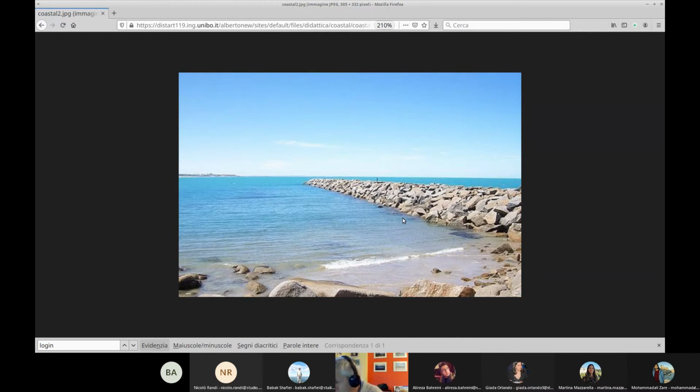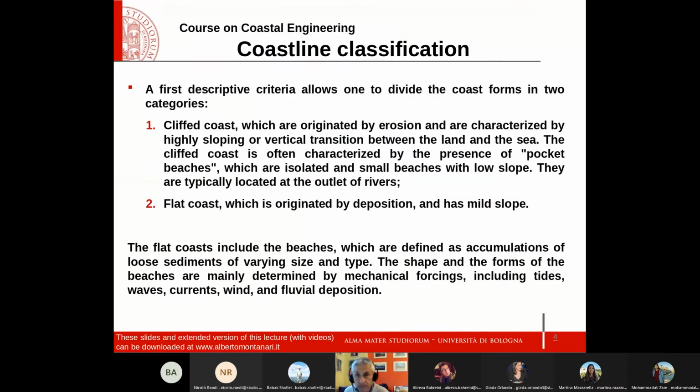The purpose of the groin is to arrest, to block the sediment transport along shore. This definition we will discuss later. But again, the reason why this picture is placed here is that this is an example of flat coast. Okay, let's remove the picture.